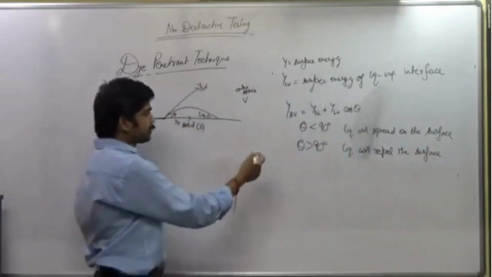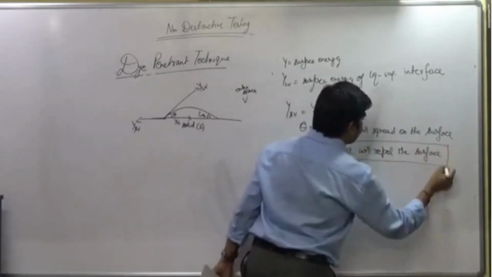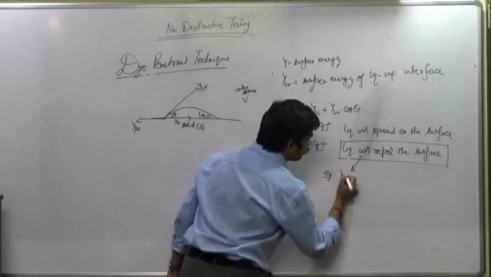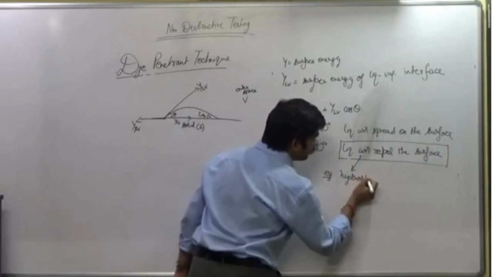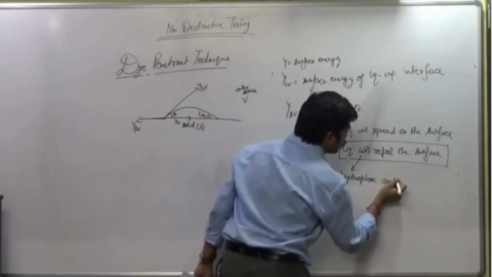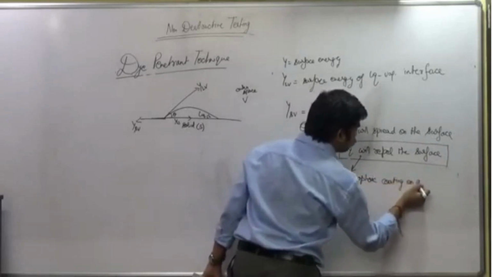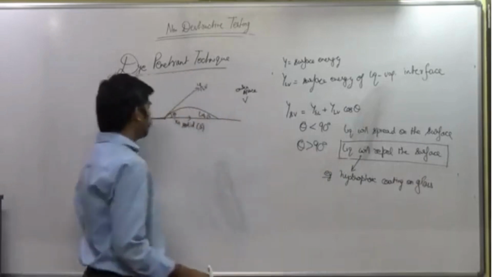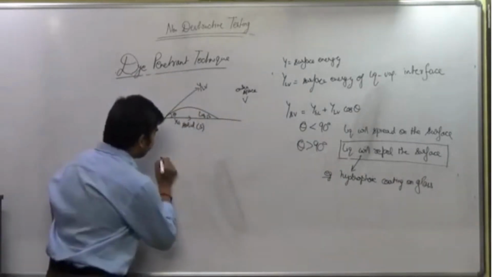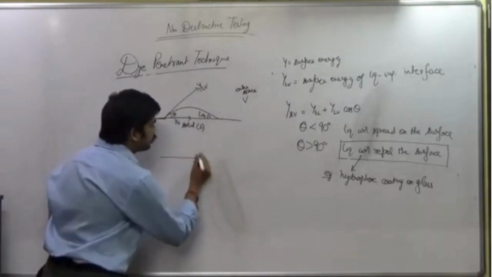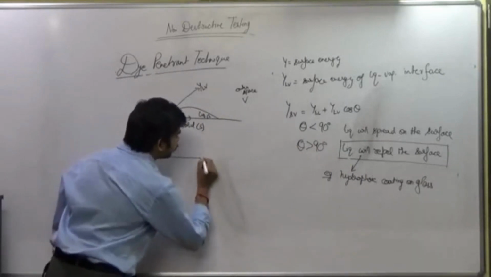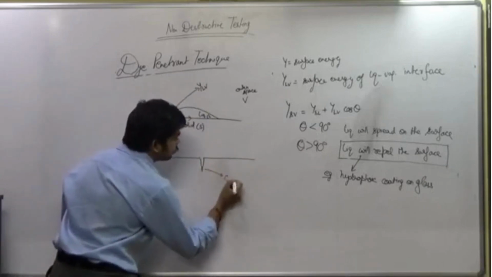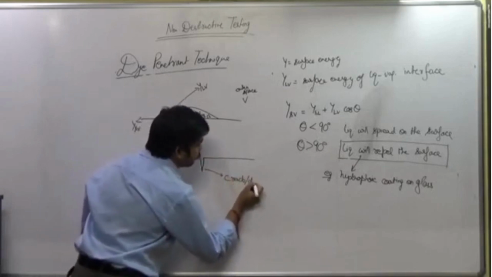You might have seen these types of surfaces in some glasses, for example hydrophobic coated glasses, with a hydrophobic coating on glass. So this is theta greater than 90. Now let us suppose that you have a particular machine member or element here, and there is a crack at this side. Let us say this is the crack C, or any defect.